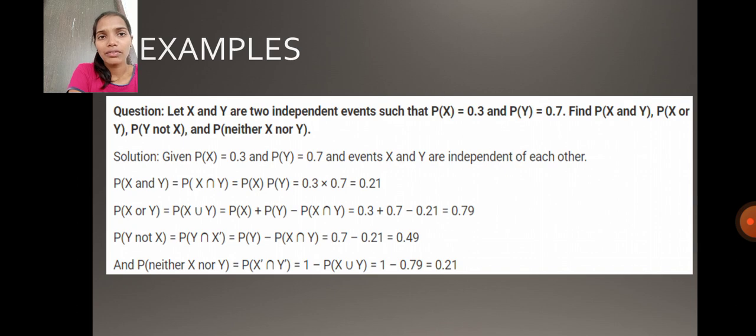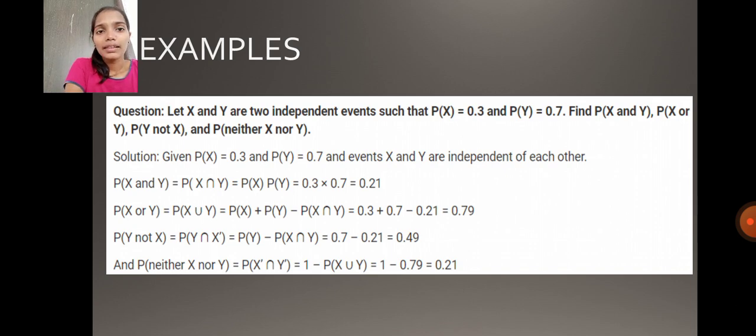Probability of X or Y, probability of X union Y, is equal to probability of X plus probability of Y minus probability of X intersection Y. Here we get 0.79. Probability of Y not X, probability of Y intersection X not, is equal to probability of Y minus probability of X intersection Y, that is 0.7 minus 0.21, 0.49.